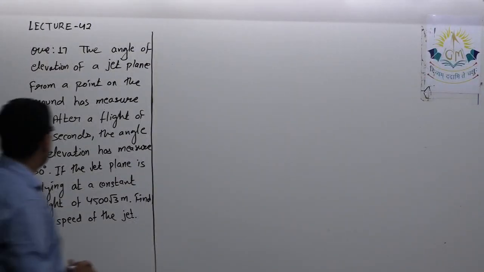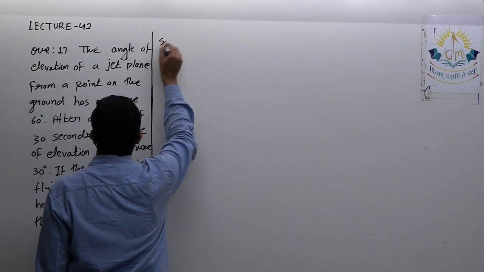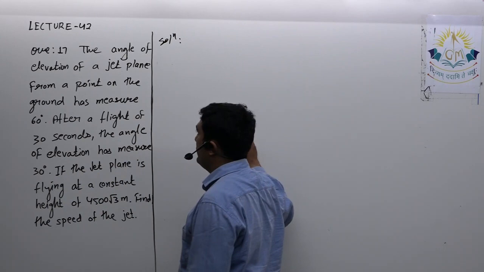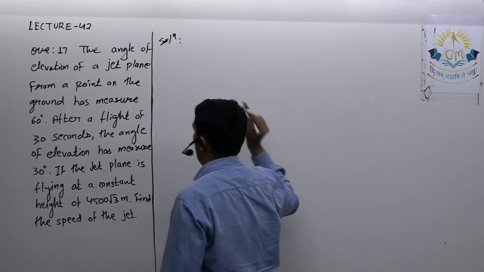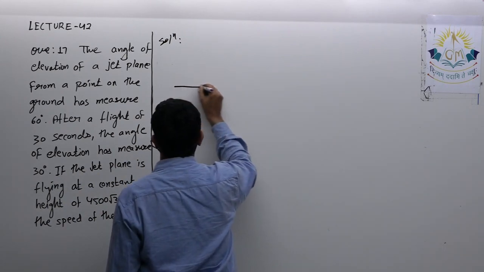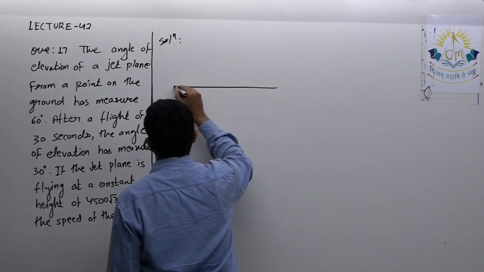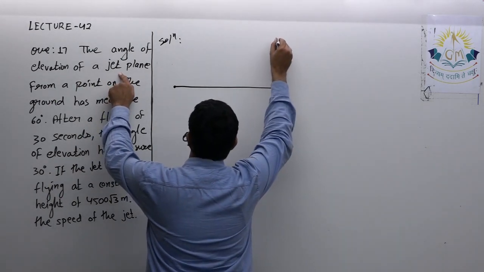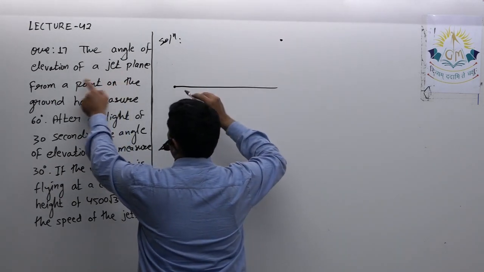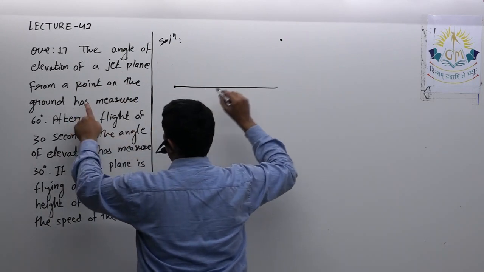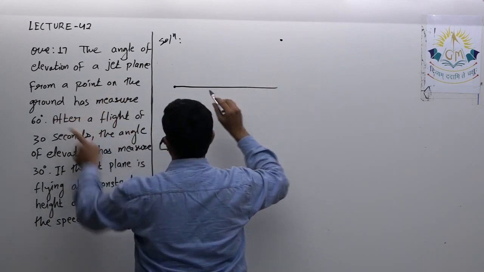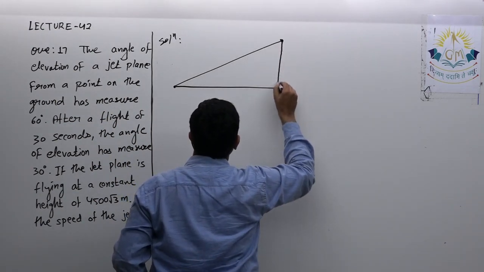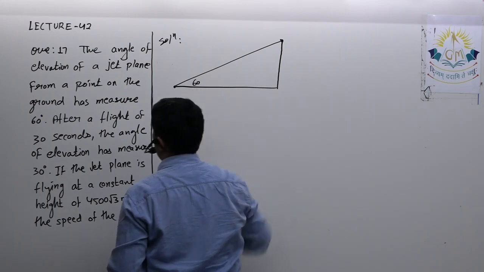Okay, so this is the next question, question number 17 from your material. Question says the angle of elevation of a jet plane from a point on the ground. Okay, so let me say this is the ground, and let me say this is the point from where we are observing a jet plane. Right? This is the jet plane. Now, angle of elevation of this jet plane is 60 degrees. Just for a while, let this be the jet plane, and this angle of elevation is 60 degrees.